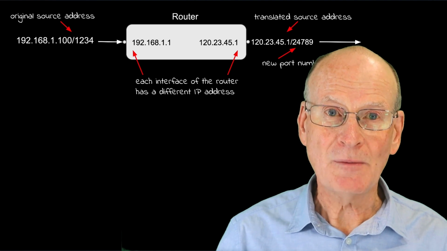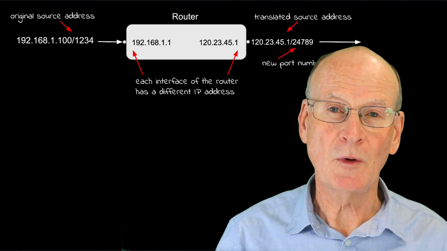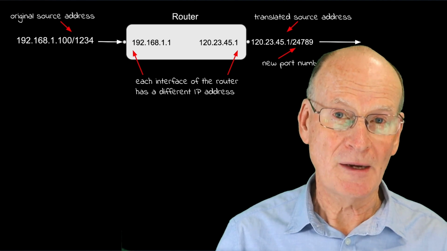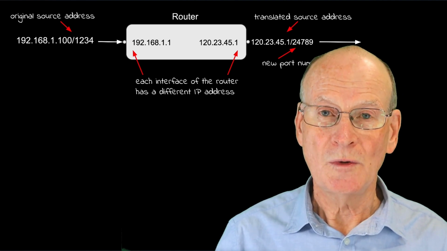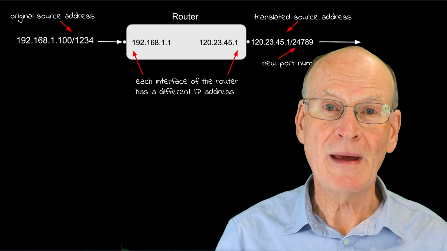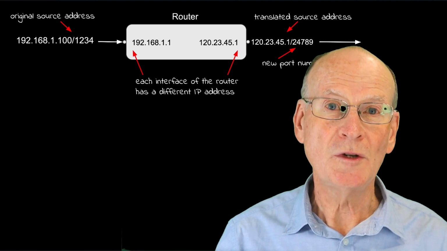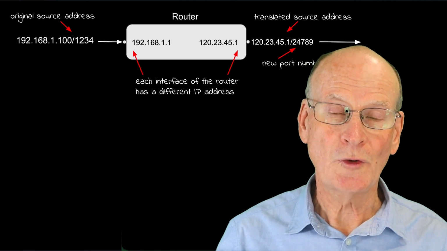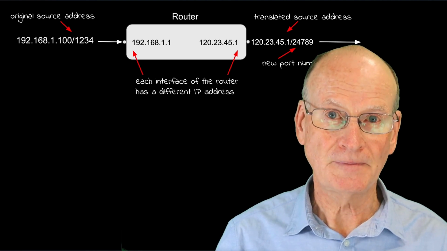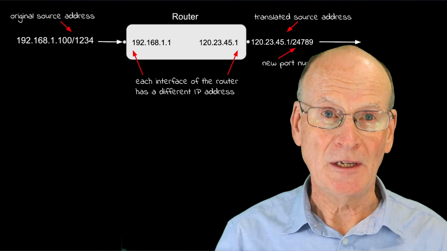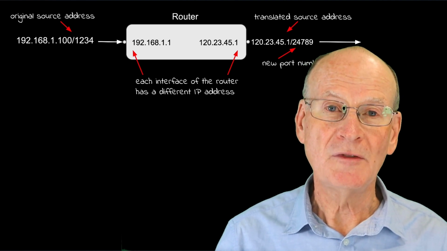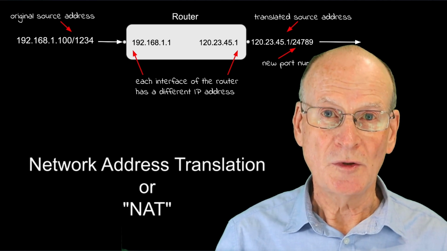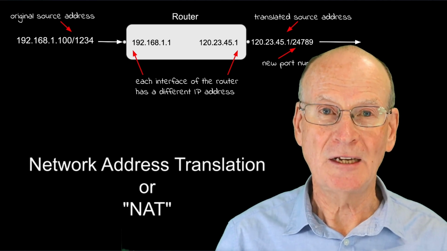And it keeps a table of these translations, these port number translations and address translations, so that when a reply comes back to that particular port number, it knows that it maps onto the original source. So it keeps a table internally, and it can look that up when packets come in. Essentially what's happening is we're using the port number to give us more bits in the address. This technique is called Network Address Translation, or NAT, N-A-T.